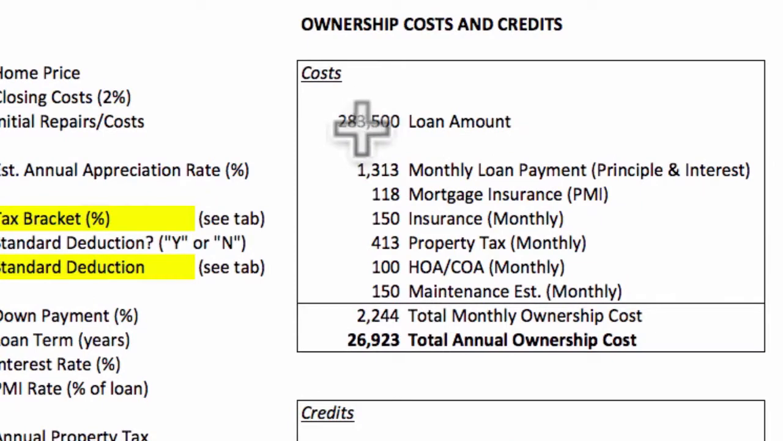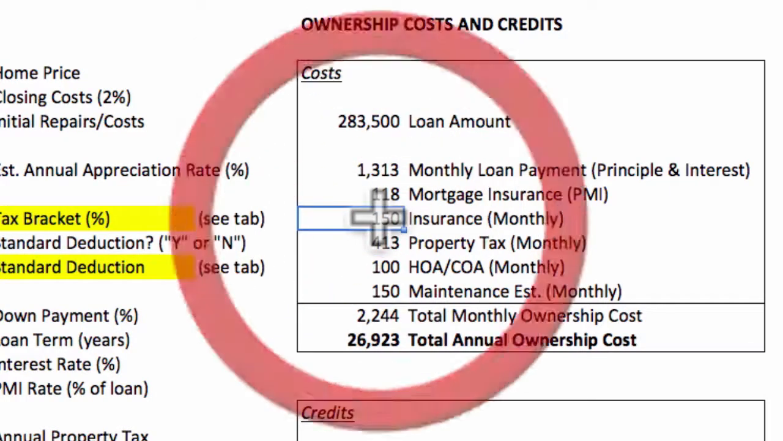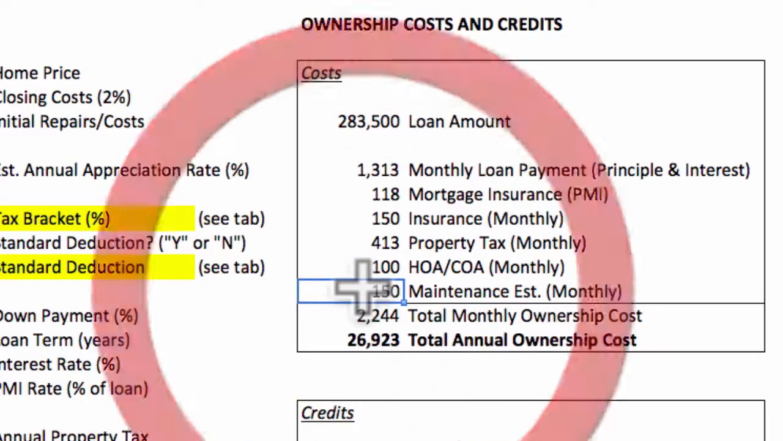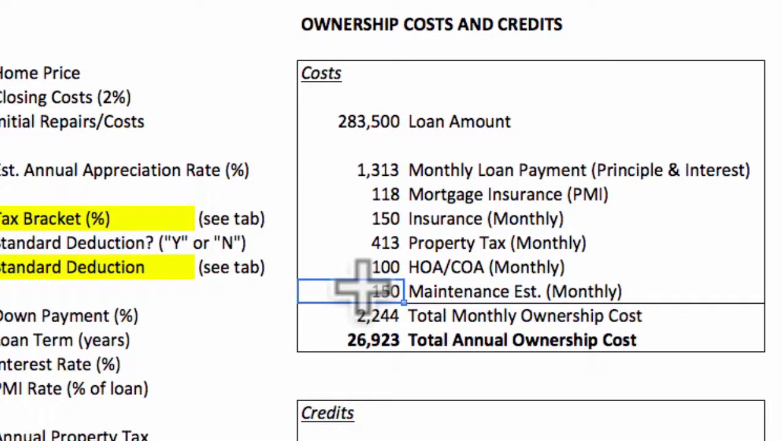We have a loan amount of about $283,000 with a 10% down payment. Our mortgage payment with just principal and interest is $1,313 a month. Our mortgage insurance calculated at $118 per month. Our property insurance and our property tax is going to be collected by the lender in escrow on a monthly basis. So that translates to $150 on the insurance, $413 on the property tax. Our HOA fee is $100, and then the estimated maintenance cost on a monthly basis is about $150 a month. So our total ownership cost is $2,244 per month. So let's just call that $2,250.